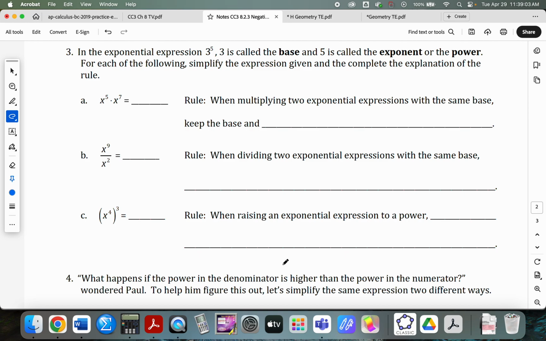For each of the following, simplify the expression given and then complete the explanation of the rule. I'm going to give you guys a couple of minutes to do that. Simplify it and then finish the rule. Make it a complete sentence. Try it on your own first.